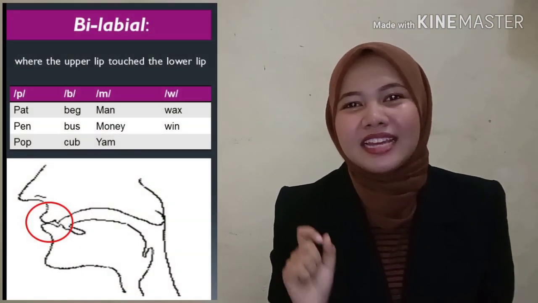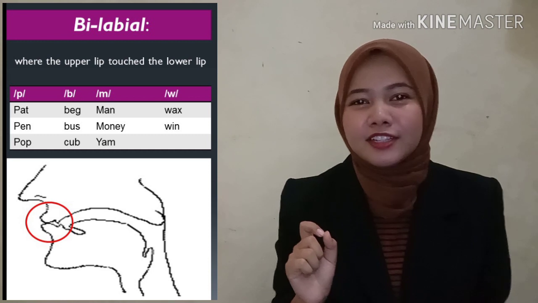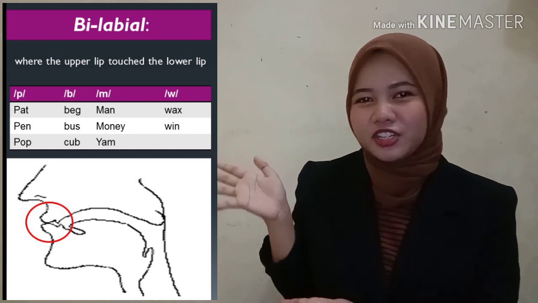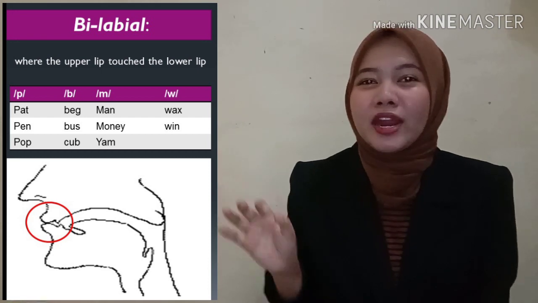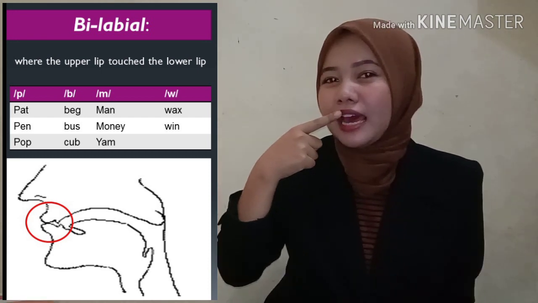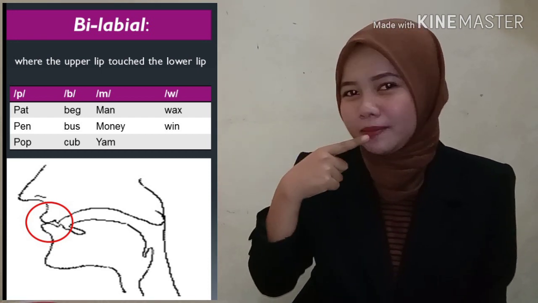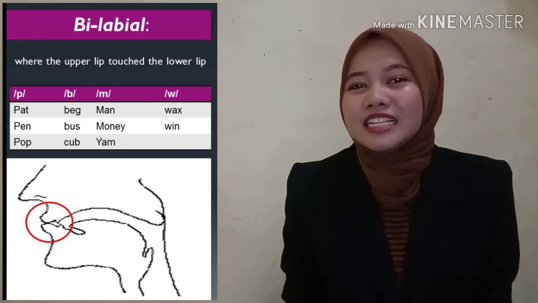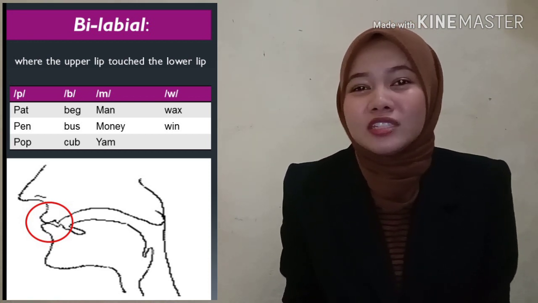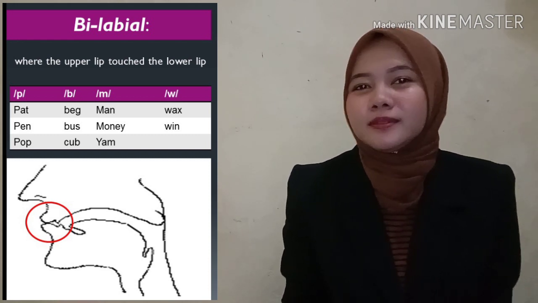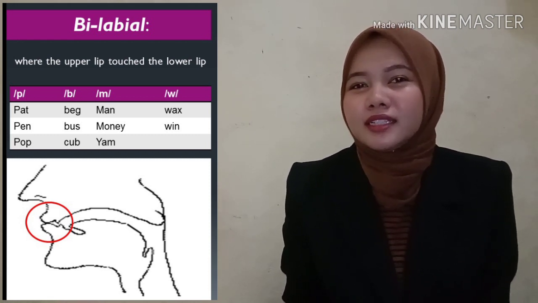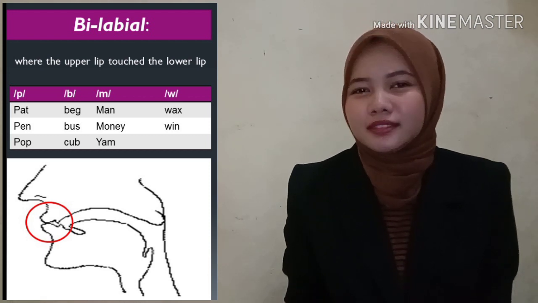For the first place of articulation, that is bilabial. You can look at the picture. Bilabial is a movement where the upper lip touches the lower lip, and this place of articulation produces the sounds p, b, m, and w.